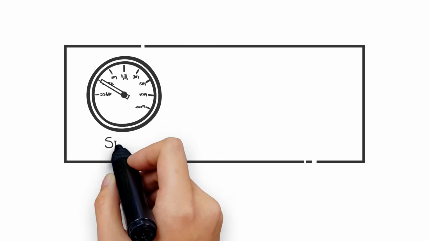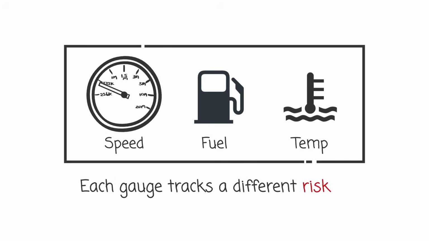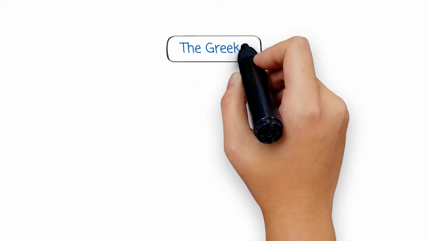In simple terms, the Greeks measure how sensitive your option position is to different market forces. Think of them like the dashboard in your car. Your speedometer, fuel gauge, and temperature gauge each tell you a different type of risk. The Greeks do the same thing for your options.